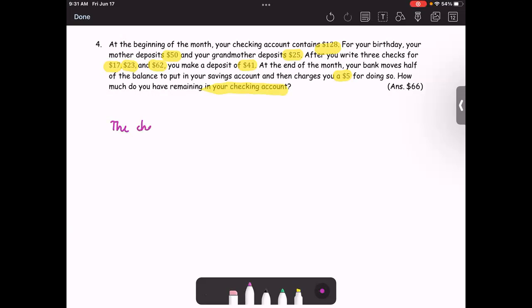Let's make a note as the checking account balance, starting with at the beginning of the month, it contains $128. For your birthday, your mother and your grandmother deposit $50 and $25 respectively. After you write 3 checks, that means you're taking money out of your checking account.